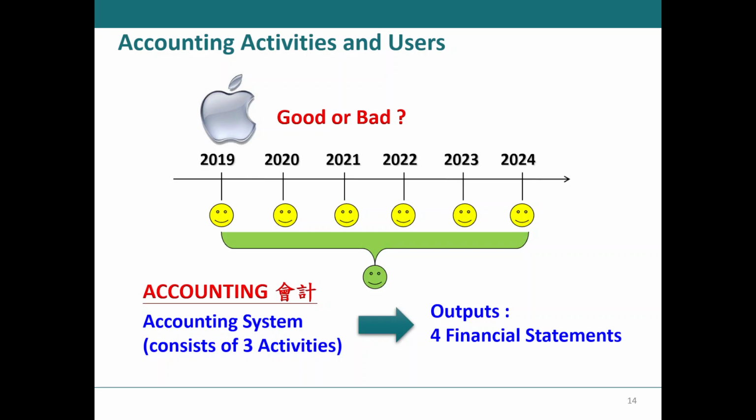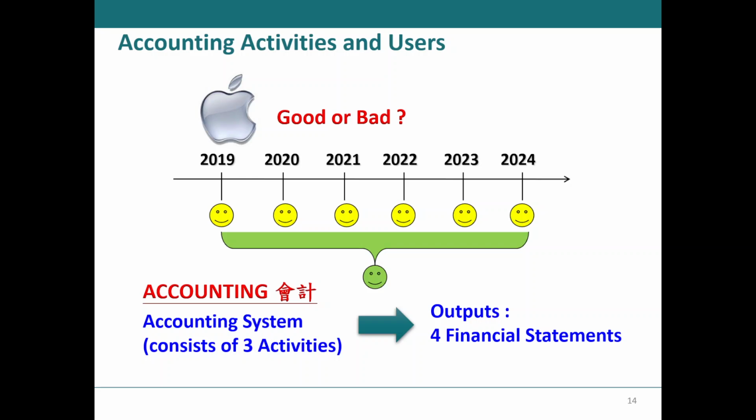Accounting is, we want to let you know whether Apple is good or bad, right? We are outsiders. We don't know if Apple is good or bad. So what could we do? We need accounting, because accounting will help us figure out whether Apple is good or bad for each year, okay? So how could accounting do that?